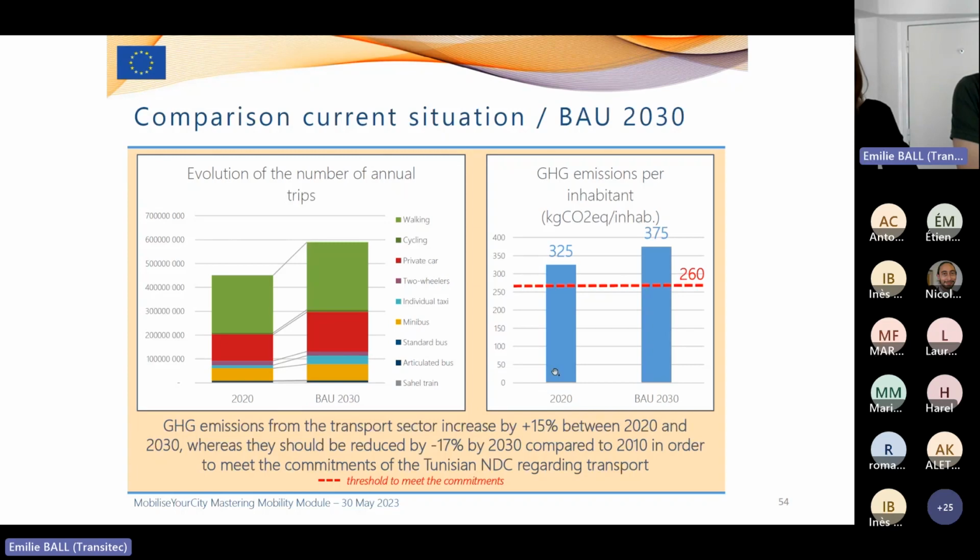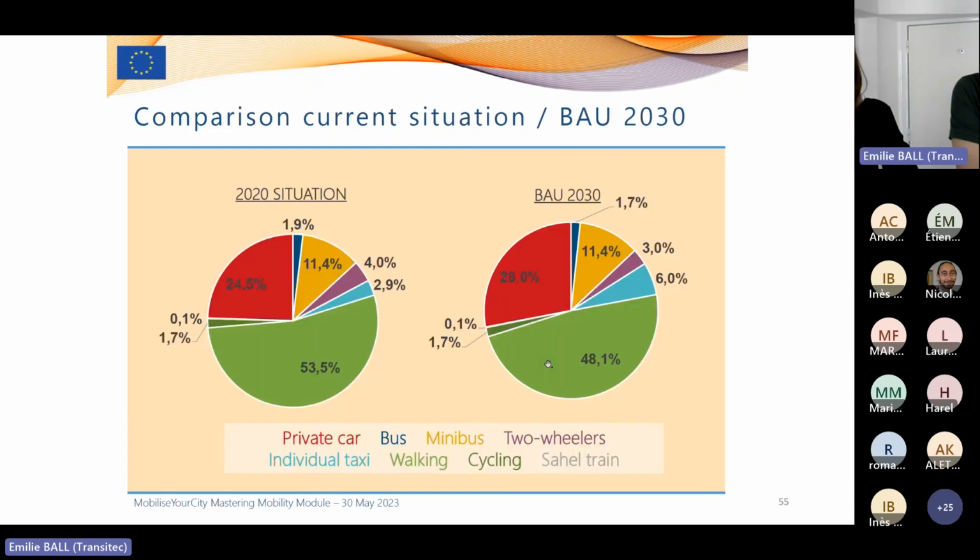Of course, we can't stay and follow the tendency of the business as usual scenario. So how can we do that? So here is an illustration. You have the modal split. Here you see that there is an increase in the modal split of car and a decrease of the modal split of walk.